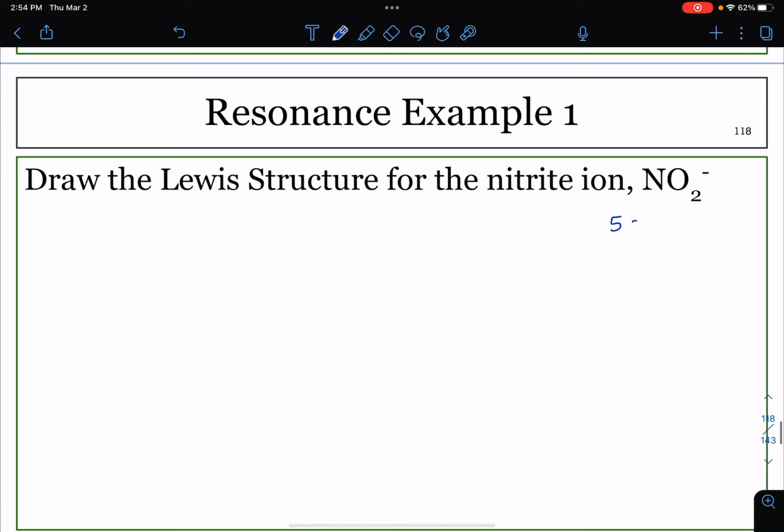Nitrogen has 5 valence electrons. There are 2 oxygens, each with 6 valence electrons. Plus, then we have 1 for the charge. So we have 18 valence electrons again. We're going to put nitrogen in the middle, and we're going to just do our little skeletal structure here with the oxygens on either end.